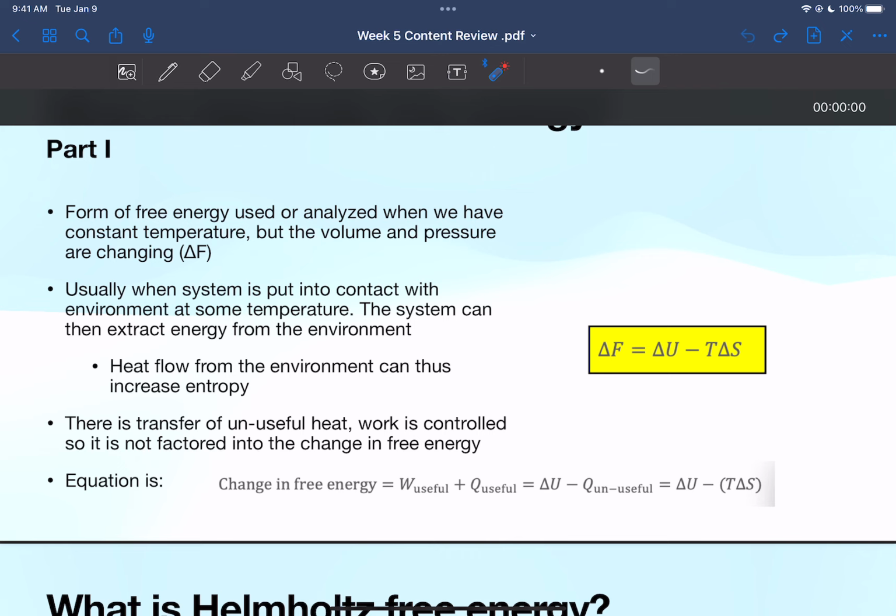If you have an ice cube, and you put that ice cube in an environment at a higher temperature, for example, that system can extract energy from the environment. The energy can flow back into the ice cube, and that heat flow from the environment into the system can increase the entropy of the system.